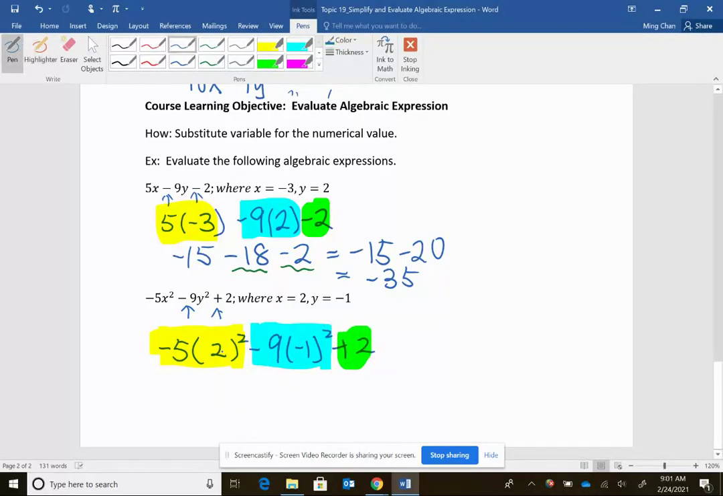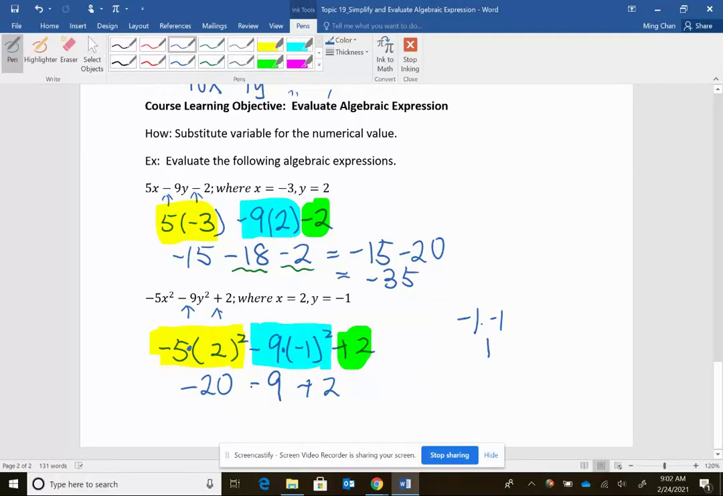So first term, exponent first. 2 times 2 is 4. This 4 will times the negative 5, which is negative 20. Be very careful here. Negative 1 whole thing squared first. Negative 1 whole thing squared means negative 1 times negative 1, which is positive 1. That positive 1 times negative 9 will be negative 9. Right? Negative 1 times negative 1 is positive 1. Positive 1 times the negative 9 in the front for that term is negative 9 plus 2.